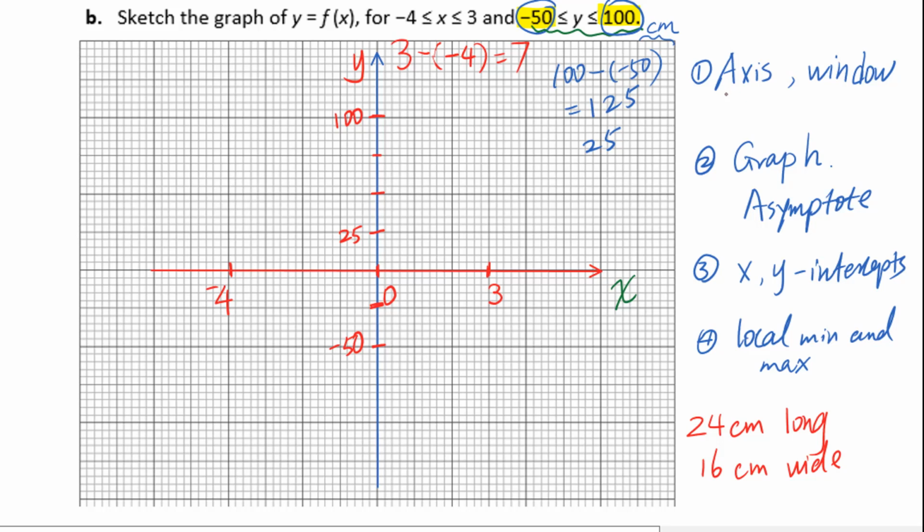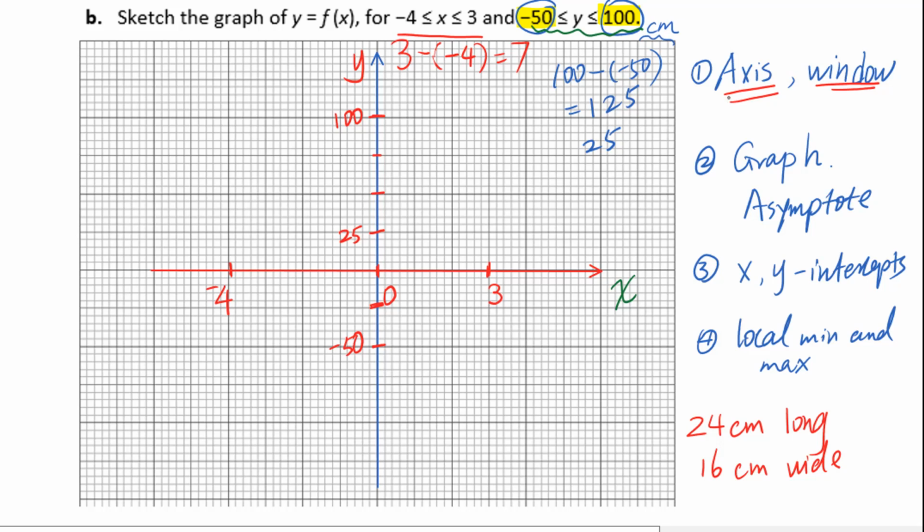Remember the first mark. Go to your label x and y axis and the correct window. Correct window means the x is between -4 and 3, and y is between -50 and 100. This is the first mark.